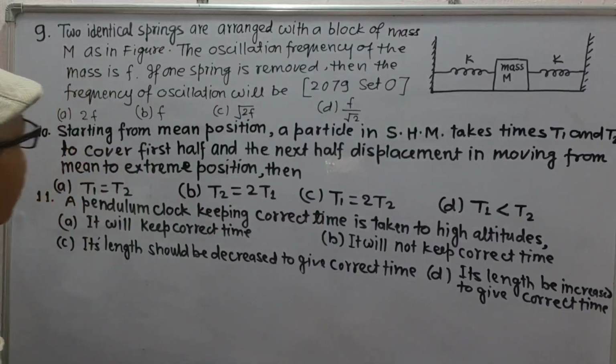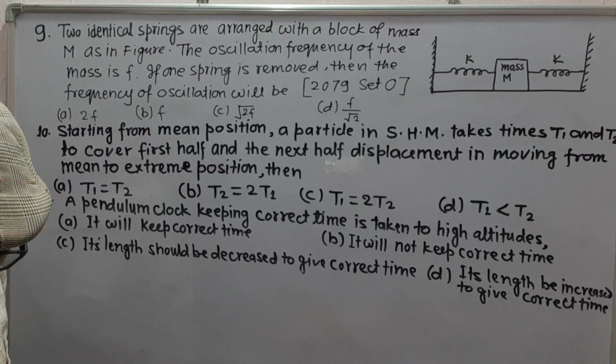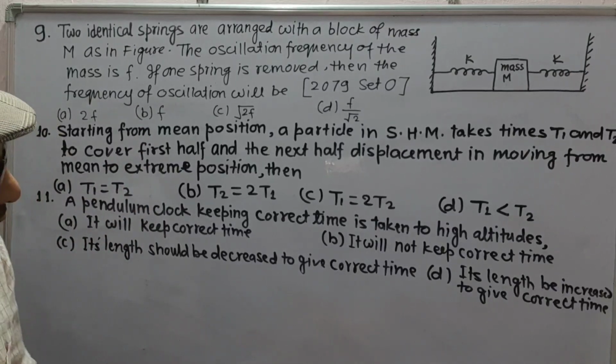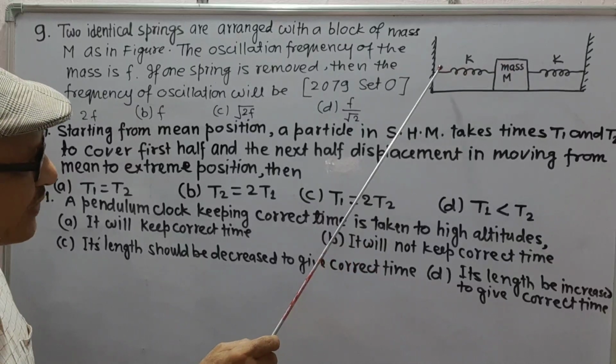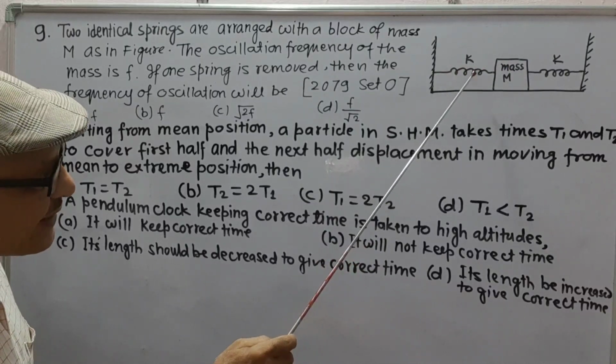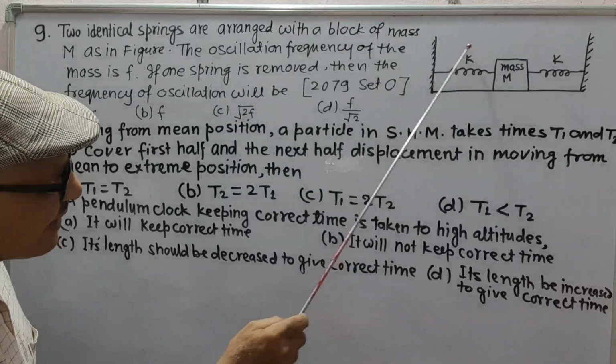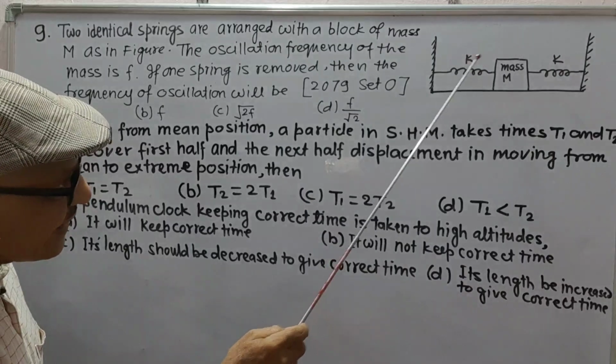Next question number 9. The question is, two identical springs are arranged with a block of mass m as in figure. The oscillation frequency of the mass is f. If one spring is removed, then the frequency of oscillation will be, these are the options. Here this is a block of mass m which is connected with two identical springs of spring constants k and k.